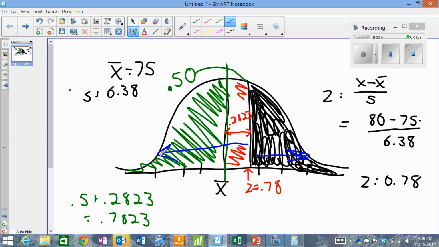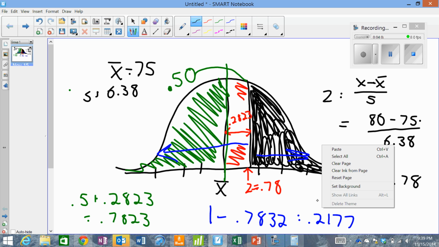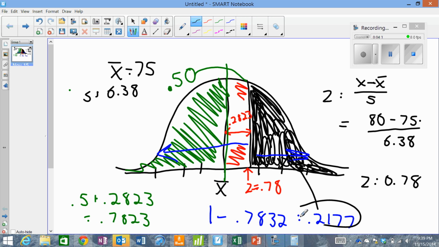We need to know that area shaded in black, and to do that, we need to take our total, which is 1. When we do a normal curve, the normal curve equals 1. And I'm going to subtract the area that was originally in white, which is this whole area to the left of my z-score, 0.7823. When I do that, I'm left with about 0.2177. So that tells me this area in black here is about 21.77% of my data, and that answers the question posed in the book.